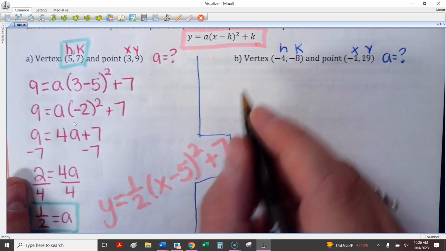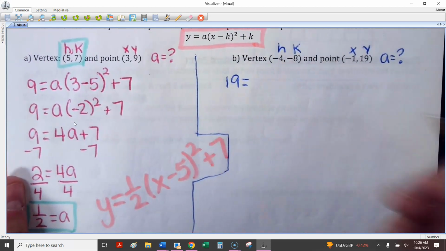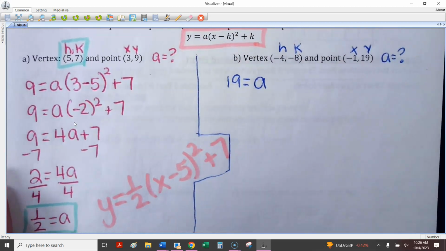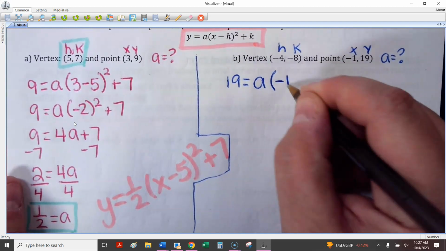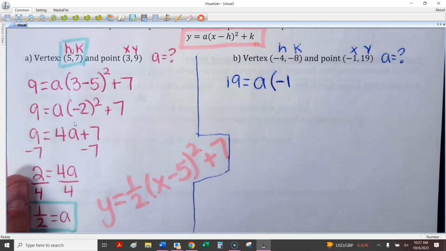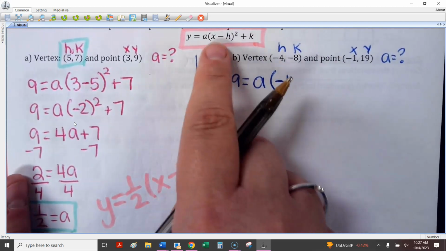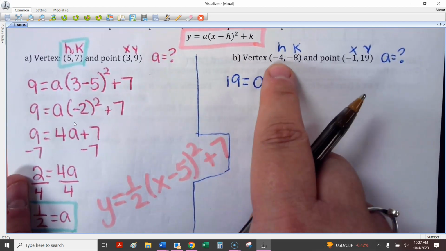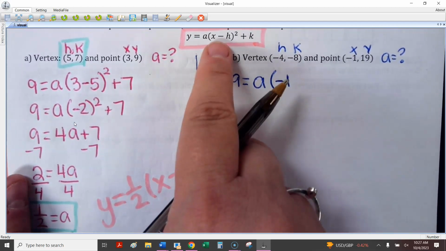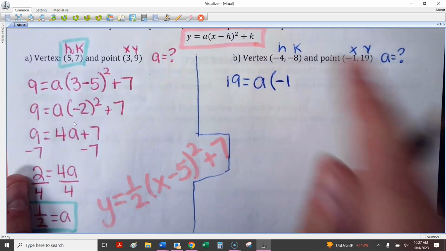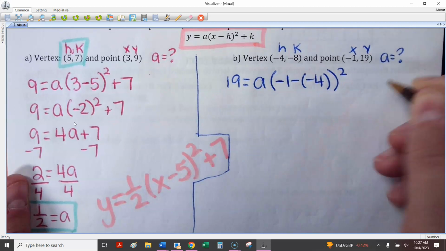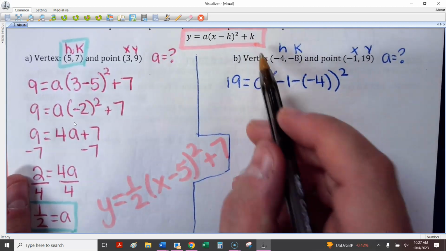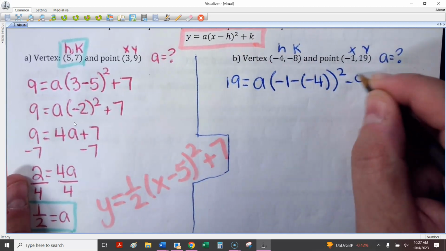So for y, I'm going to put 19. A I don't know, so I'm just going to go ahead and leave that as a variable. In for x, grab the x coordinate of the point, which is negative 1. Okay, now, this is tricky. So my h is negative 4. In that formula, it would be minus a negative. Tell you what, I'm just going to write that step out real quick. Be minus a negative 4, and then plus my k value. My k value ends up being negative 8.